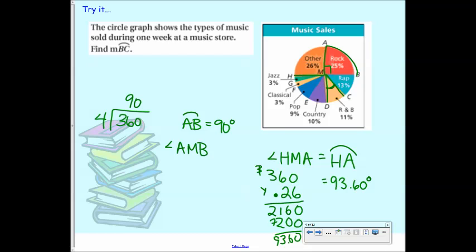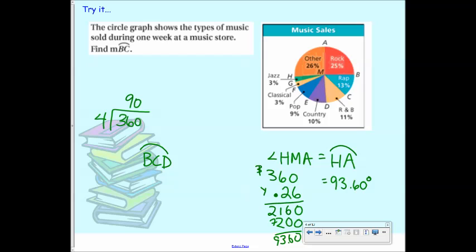But what if I asked you, like the question asks you to find the measure of arc BC, but what if I asked you to find a measure of, let's say, what if I asked you to find BCD? What is BCD?